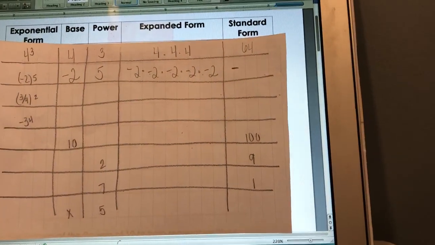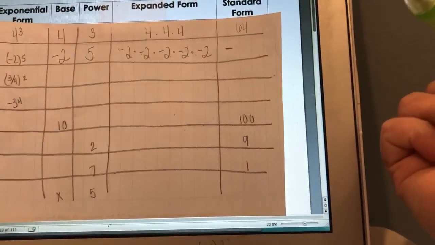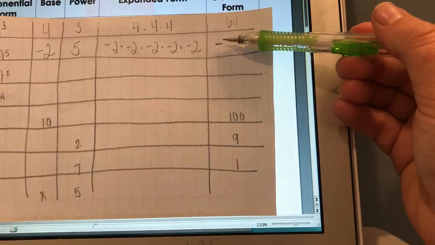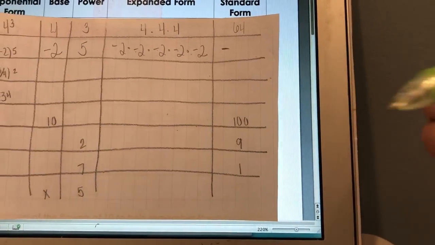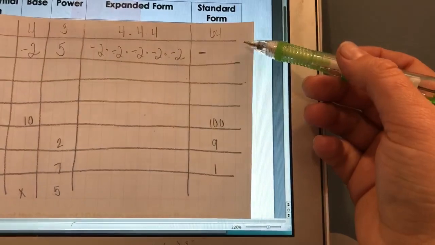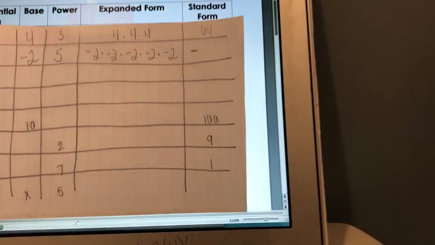So when I multiply, it's just a little trick moving forward. And you can always go back to expanded form to figure it out. But when you're multiplying with a negative base and it's an odd exponent, you're going to be left with a negative answer. If you're multiplying a negative base by an even exponent, so if we had -2 to the power of 4, for example, we would have ended up with a positive answer. So for this one, now I'm going to go back and do the actual number.